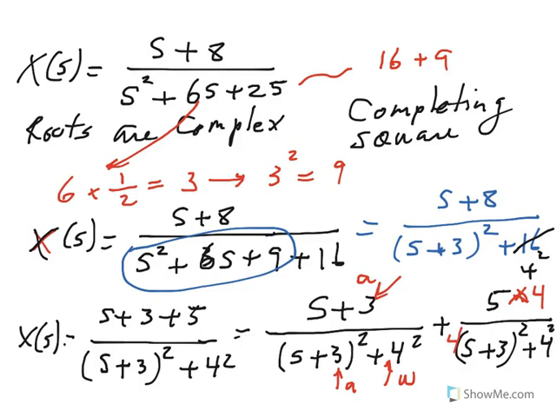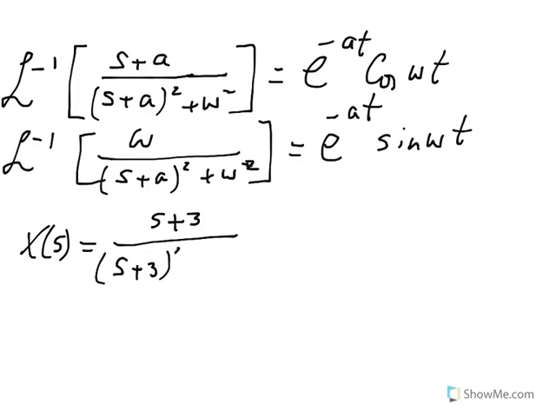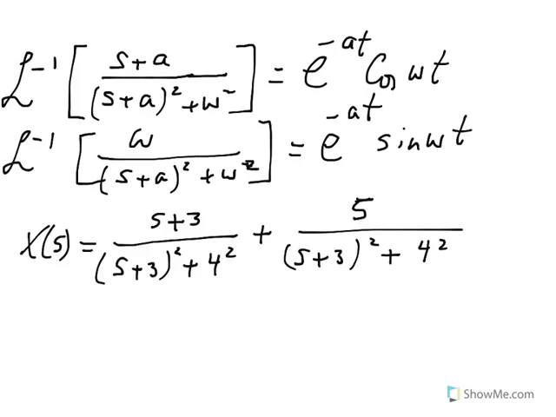So when we go back, let me rewrite these two expressions for you so you could see them over here. So remember, we had what? X of s as what? s plus 3 divided by s plus 3 squared plus 4 squared, right? And then plus a 5 over s plus 3 squared plus 4 squared. And a minute ago I showed you that you could put a 4 here and a 4 in the numerator and forget about the 5.